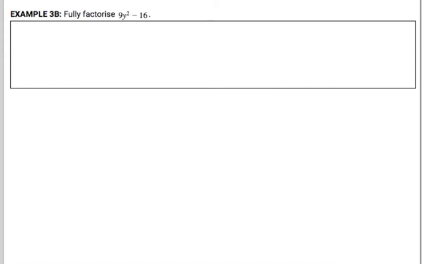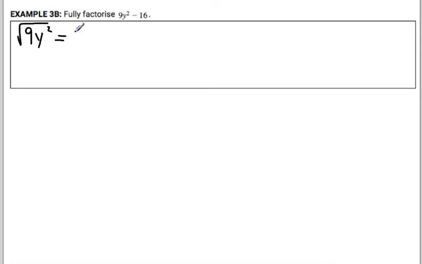Here's another example. We have 9y squared minus 16. I want you to try this on your own. Pause the video and try this on your own, and then we'll move on, and I'll solve it for you. So I have 9y squared minus 16. My first step is to take the square root of each of my terms here.